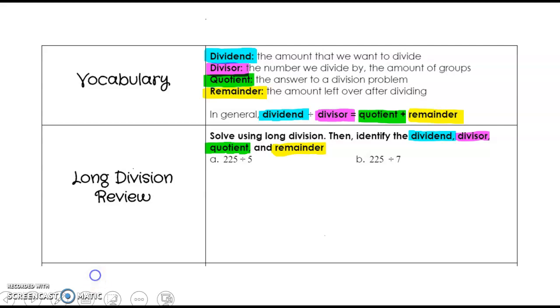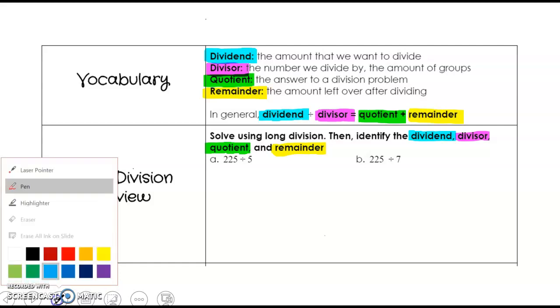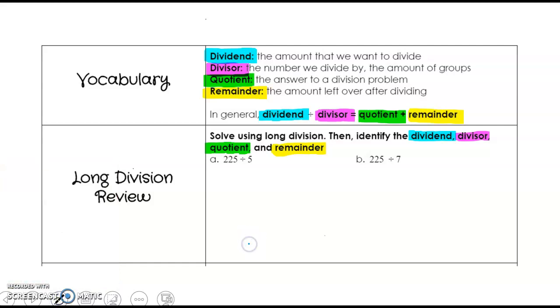So we're going to start. Okay, so when we start a division problem, we're going to write it out like this. So this says 225 divided by 5. In other words, we are taking 225 and we are dividing it up into 5 different groups.